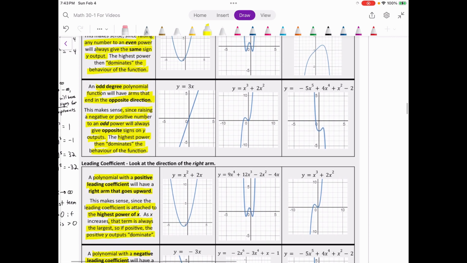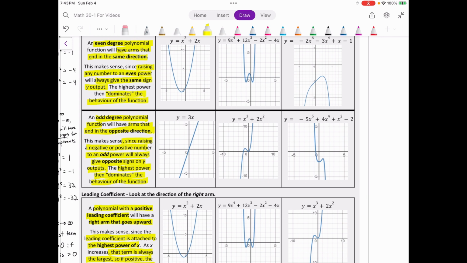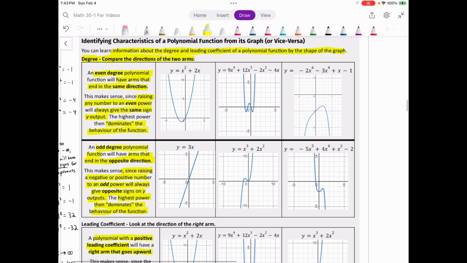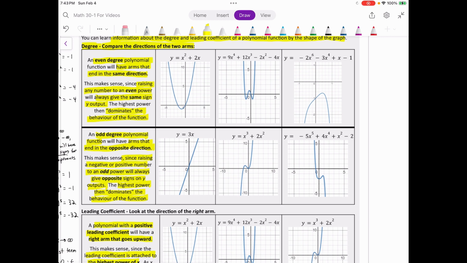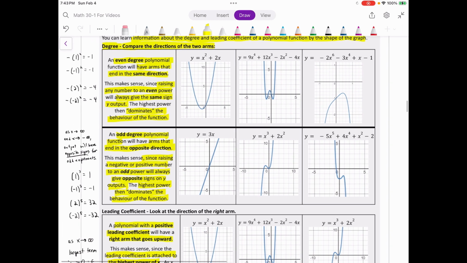And then how the two arms act compared to each other, right? If both arms go up, even degree. Or if both arms go down, even degree. If one arm goes up and the other goes down, odd degree, right? And these are not just magical rules to be memorized or anything, okay? They make sense when we think about what's going on. Odd exponents give us opposite signed outputs when x goes to positive infinity versus negative infinity, right?